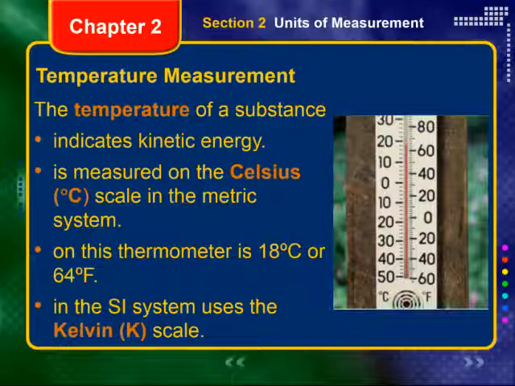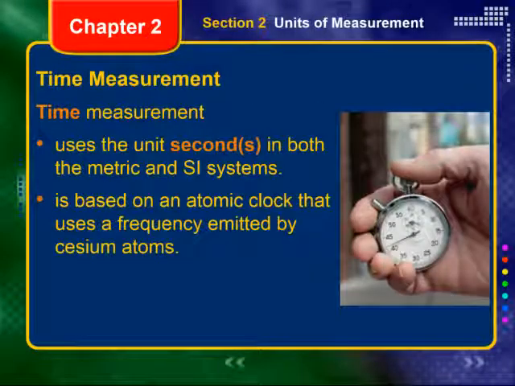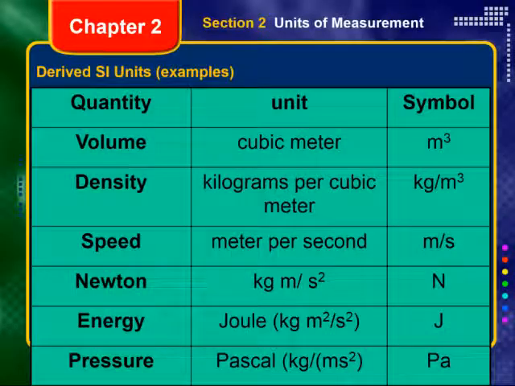Temperature is something that actually measures the kinetic energy of a substance. And again, kinetic energy will be something that we'll cover in more depth in a later chapter, but it's the amount of motion present in that substance. Temperature is measured on the Celsius scale for the metric system and on the Kelvin scale for the SI system. And over here on the right, we see a picture of a thermometer showing both degrees Celsius and degrees Fahrenheit. Time uses the unit seconds in both the metric and SI systems. It's based on an atomic clock that uses a frequency that is emitted by cesium atoms.